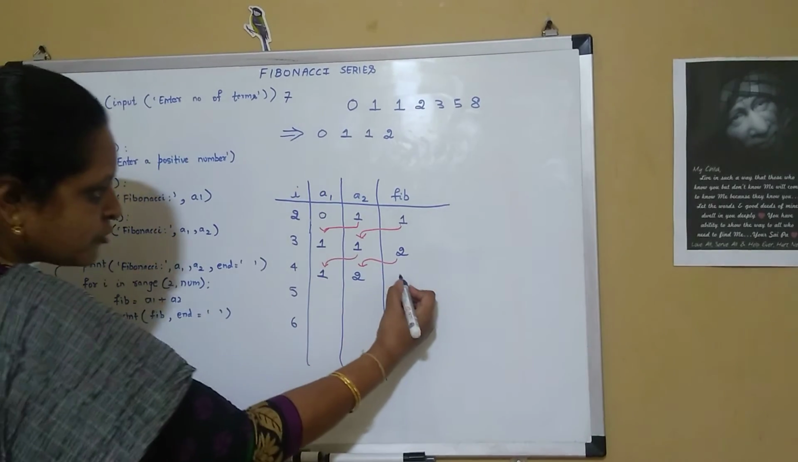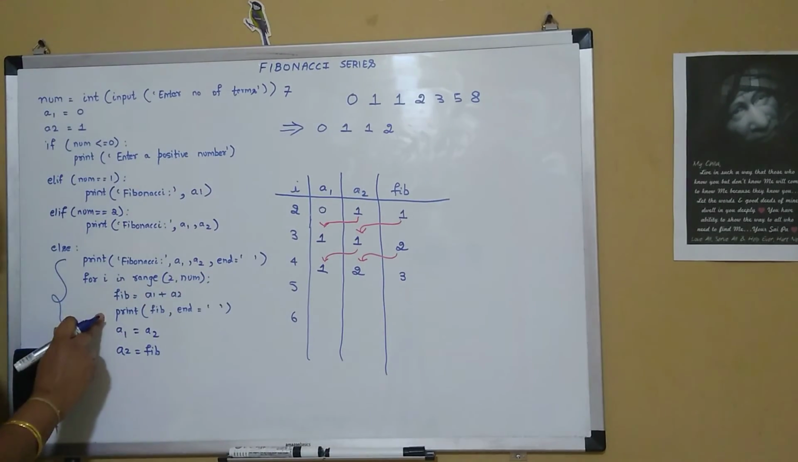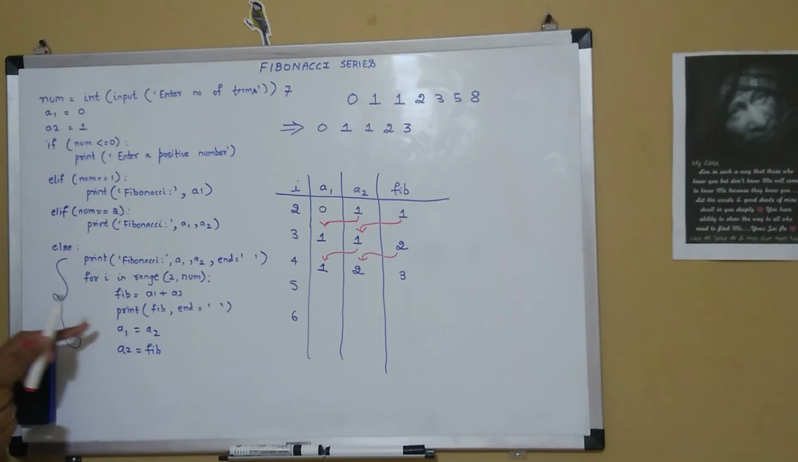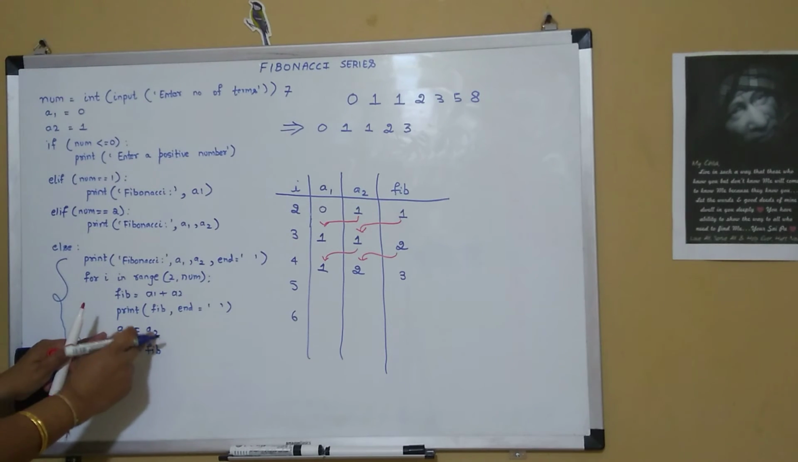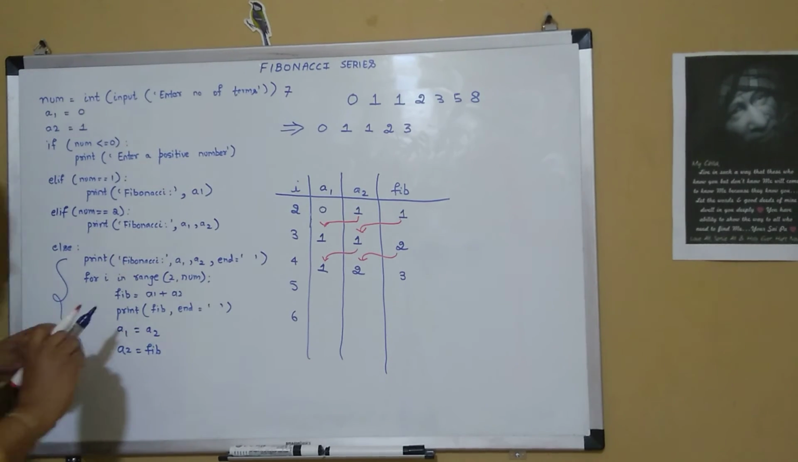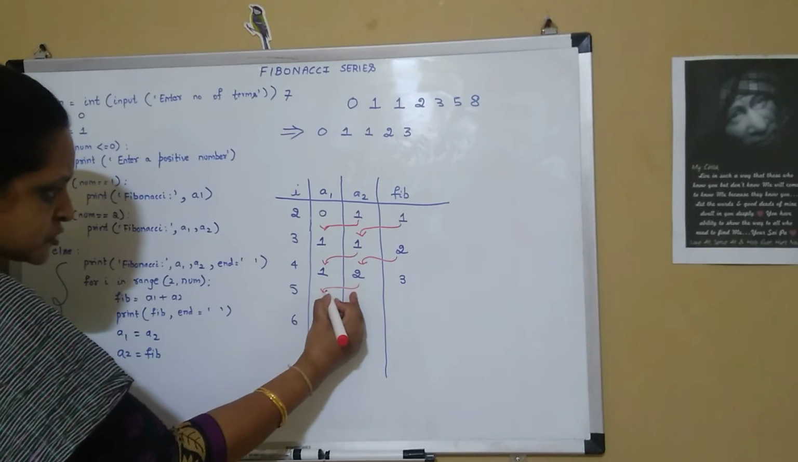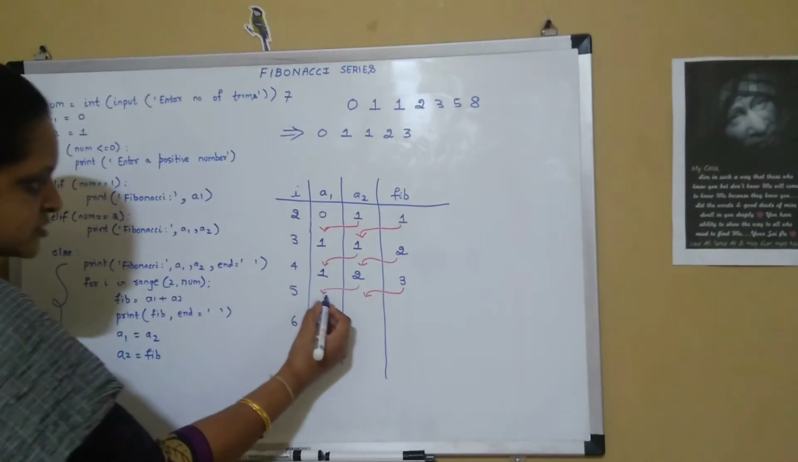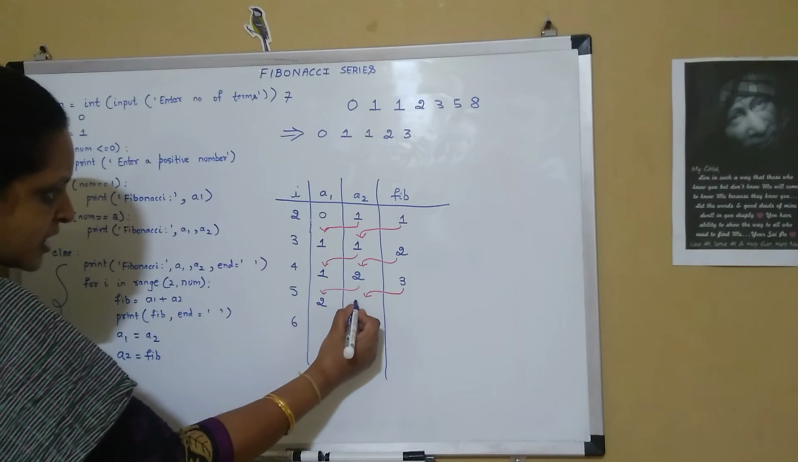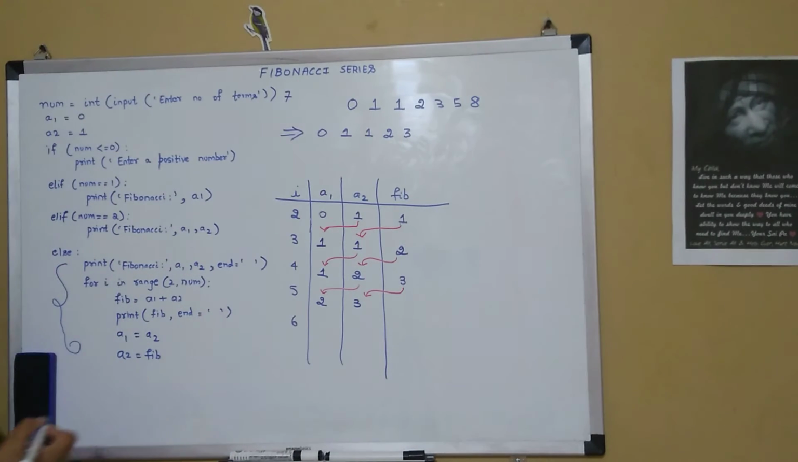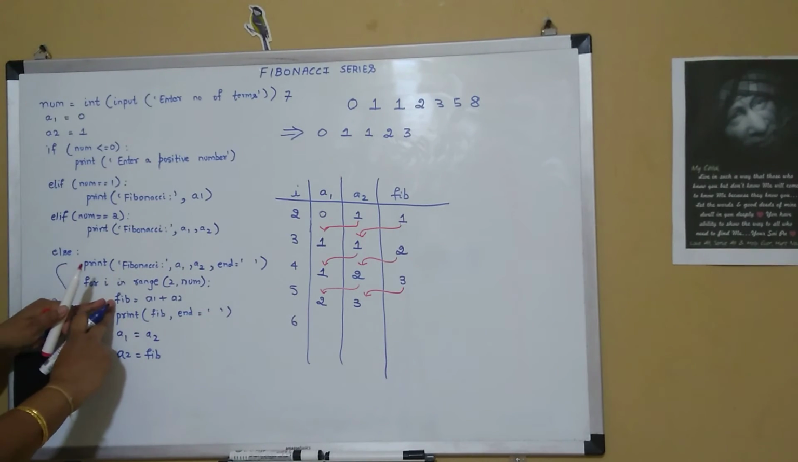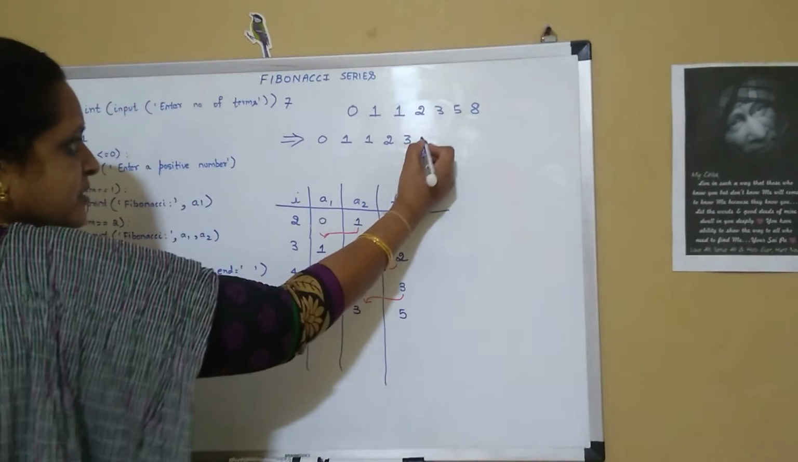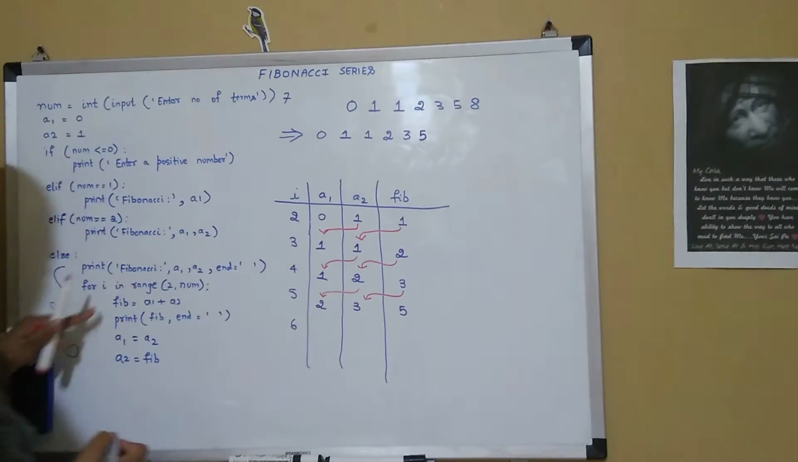2 plus 1 now becomes 3. And it will print fib. So it will print 3 on the console. And now again A1 becomes A2, A2 becomes fib. So A1 becomes 2 and A2 becomes 3. So A1 in this case is 2 and A2 becomes 3. 2 plus 3 and then print fib. 2 plus 3 is equal to 5 and we are printing 5 on the console.